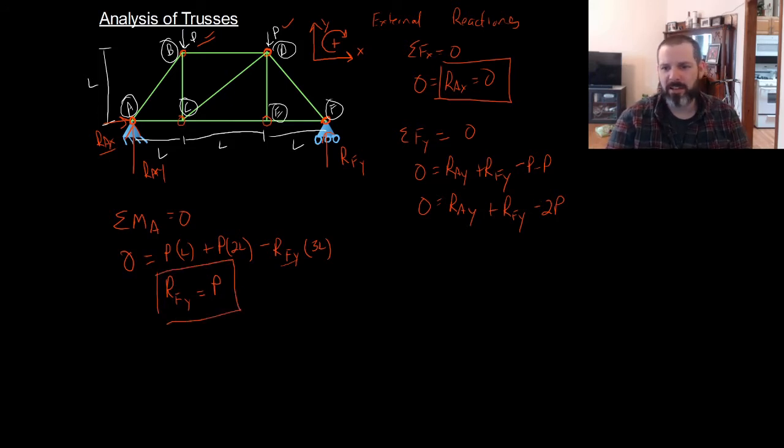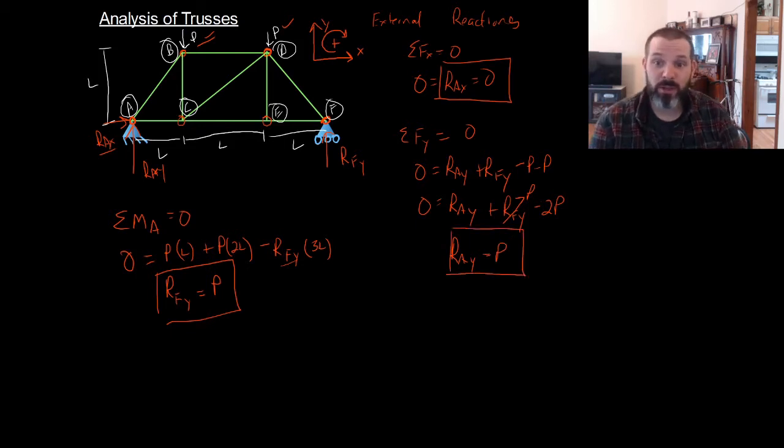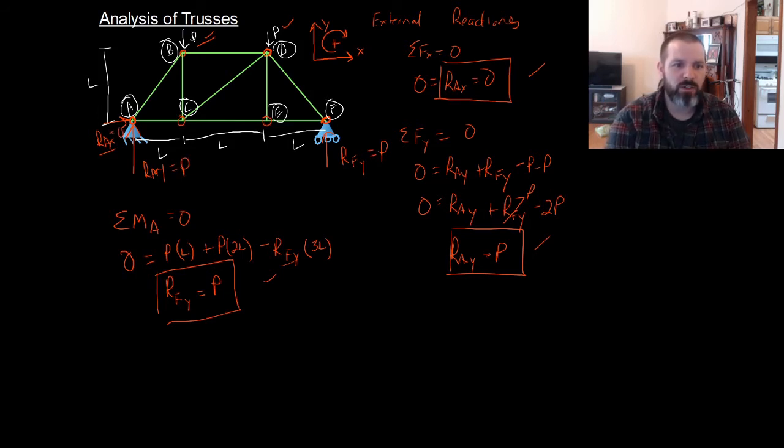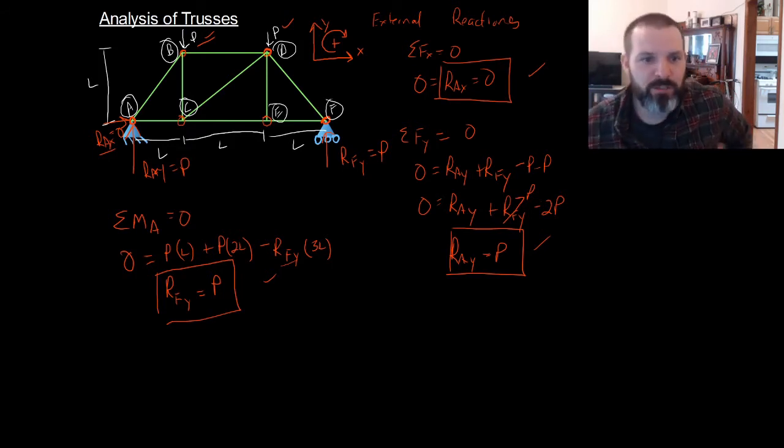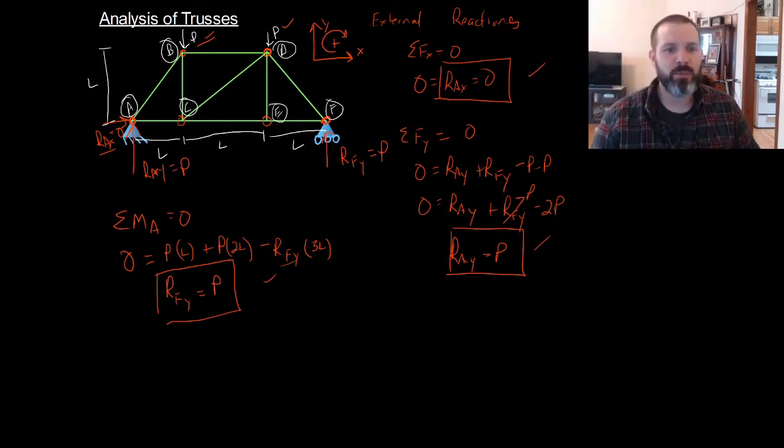And if I come back to this equation, if RFY is equal to P, RAY will be equal to P. So now, using my three equations of equilibrium, I found my three reaction forces. We know RFY equals P, RAY equals P, and RAX equals 0. Now, I could have told you this right off the bat because this truss has a very special property.